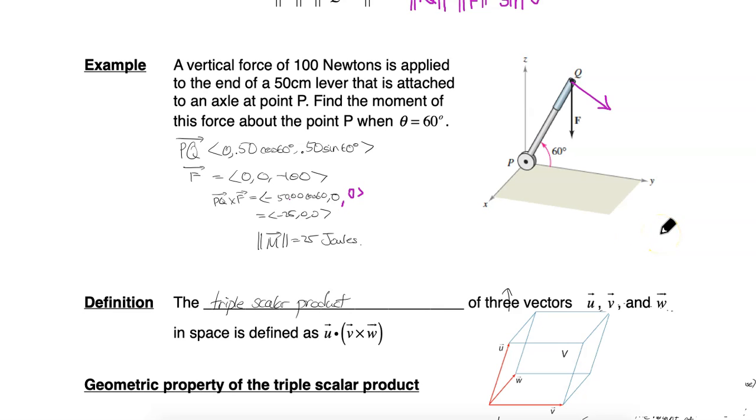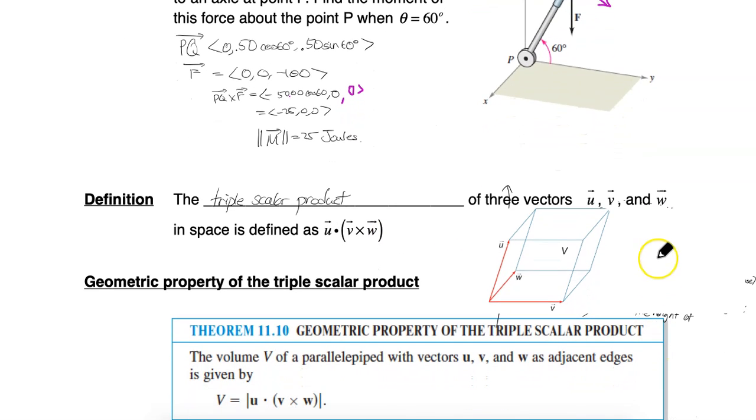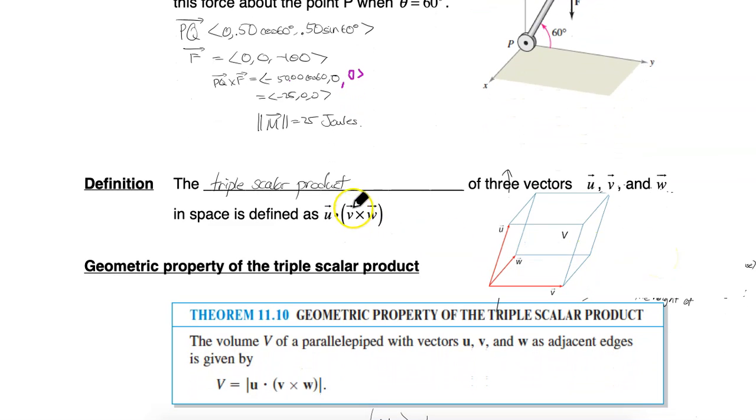Last application here is the triple scalar product. When you do U dot V cross W, you get the volume of a kind of tilted box like that. It's interesting to see why that works. Let's think about V cross W. We saw that V cross W is a vector that will be perpendicular to V and perpendicular to W. So let's say V cross W goes up like that, it's perpendicular to V, it's perpendicular to W.